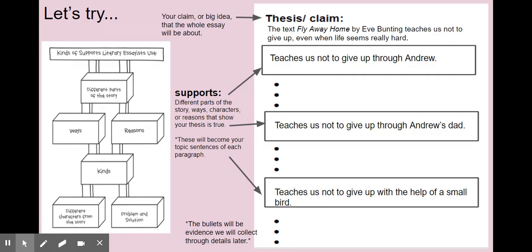So I wrote each support in my boxes here, knowing that this is what the paragraphs will be focused on. One paragraph focused on Andrew and how he teaches us not to give up. One paragraph focused on Andrew's dad and how he teaches us not to give up. And finally, a paragraph focused on the bird and how the bird teaches us not to give up, even when life seems really hard. We didn't fill out our bullet points yet because we're going to work to collect evidence through details.